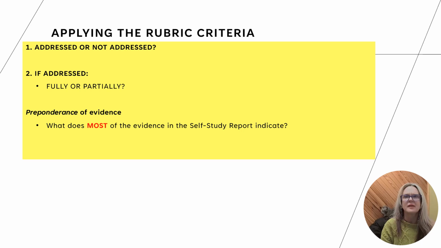So, keeping it simple, first think about is the component addressed or not addressed? And if you think about it like that, then you have your first decision met. That's good on your decision tree. And then if you feel that the evidence the EPP has provided meets the standard, then is it partially addressed or fully addressed? Again, keep it simple.